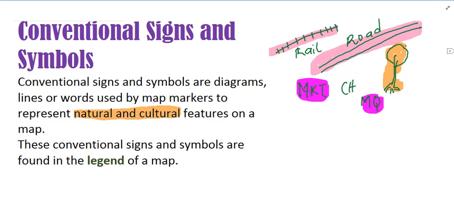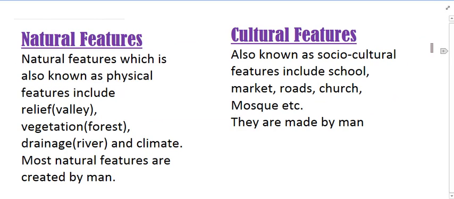So let's continue, talking about natural and cultural features. Natural features are also known as physical features. So either you call them natural features or you call them physical features. They include your relief, so when we talk about relief, we're talking about the valley, the mountain, lowlands and highlands. Vegetation, your forest, the type of vegetation, savanna, whatever. We'll have the drainage, talking about rivers, lakes, oceans, and then the climate as concerned with weather and all that. One thing I want you to know about natural features or physical features is that they are made by nature.